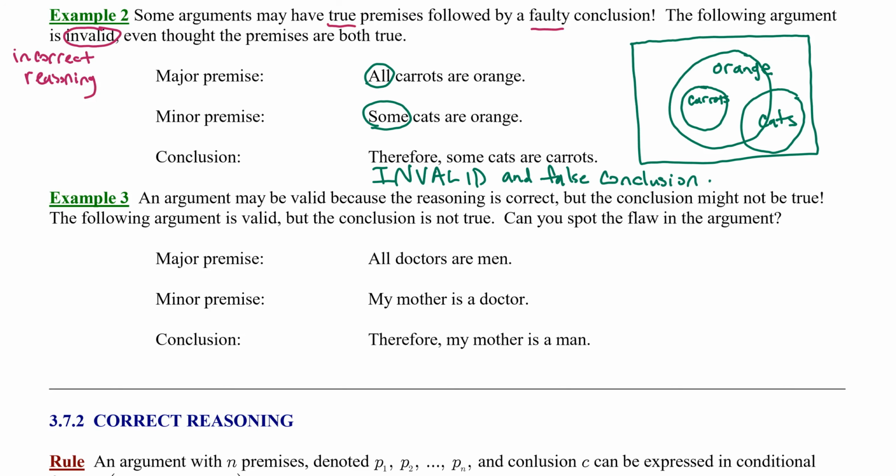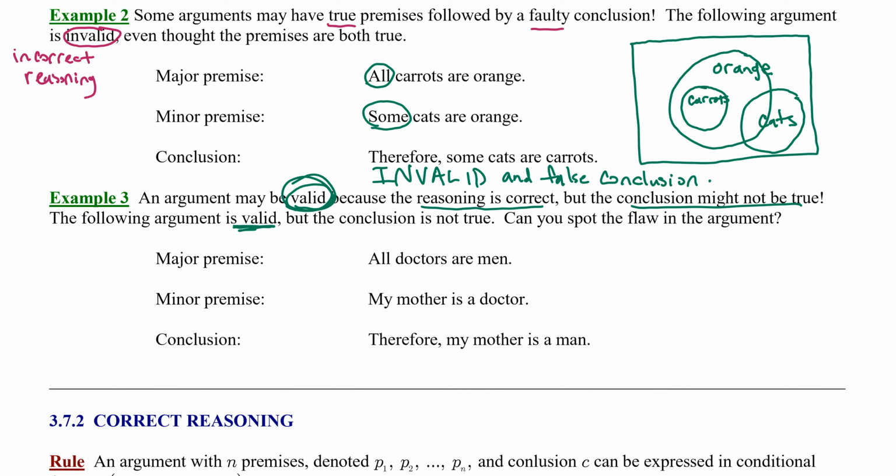Let's contrast that with the next example. Example 3, an argument may be valid because the reasoning is correct, but the conclusion might still be false. The following argument is valid, but the conclusion is not true. Let's see if you can spot the flaw in the argument. Major premise, all doctors are men. Minor premise, my mother is a doctor. Conclusion, therefore, my mother is a man.